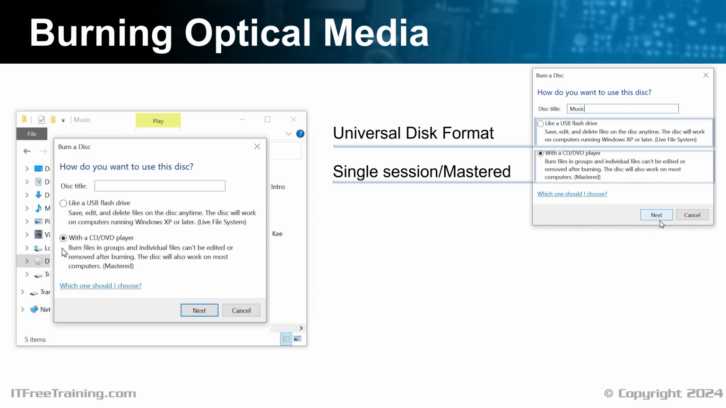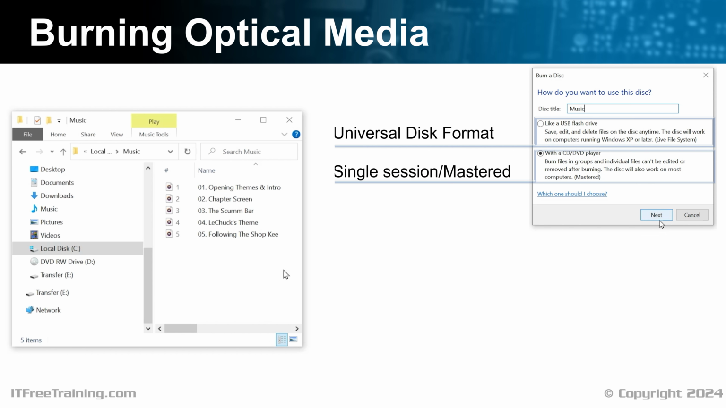To put this in simple terms, you want to use this option when you wish to create an optical disc that can't be changed later. This option is also the most compatible with legacy devices. I will enter in a title for the optical disc and move on. The next step is to copy files onto the optical disc. This can be done by dragging and dropping them.